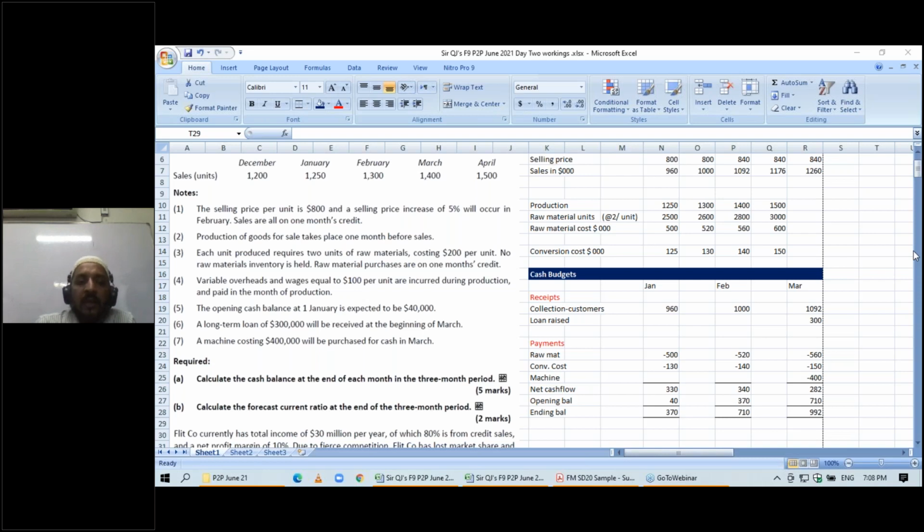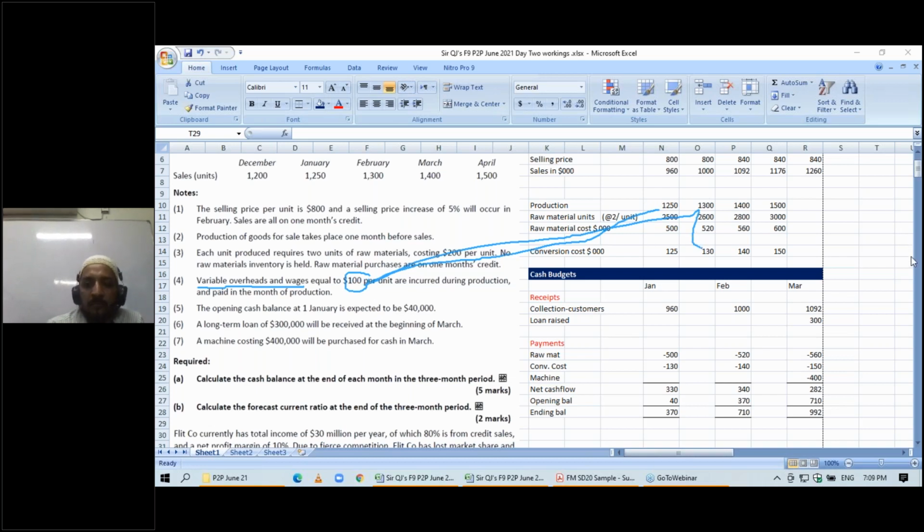Okay, conversion cost, how did I get it? Conversion cost was the number of production units multiplied by 100. The conversion cost is 100. Conversion cost is wages and variable overheads, labor plus variable overheads. And I multiplied this with the production units. So multiplying by this, you get 130,000, right?